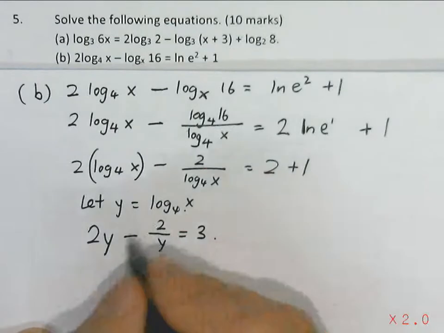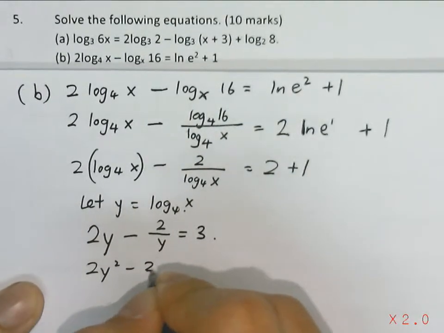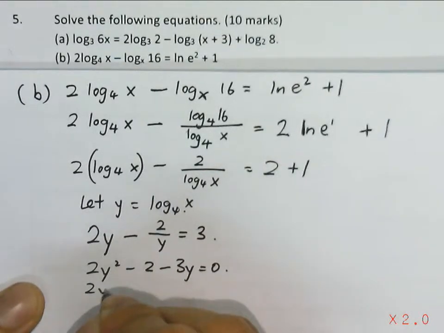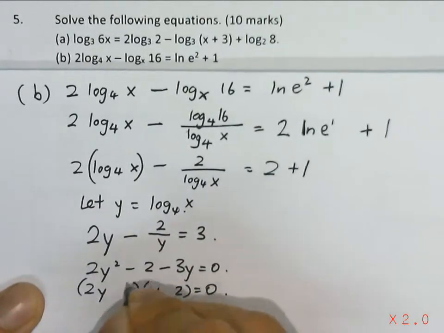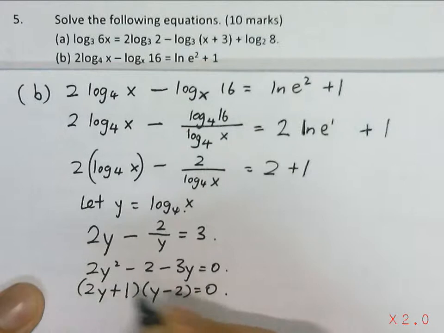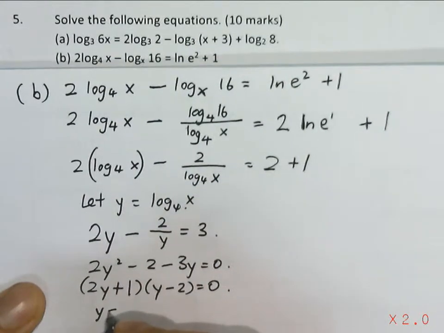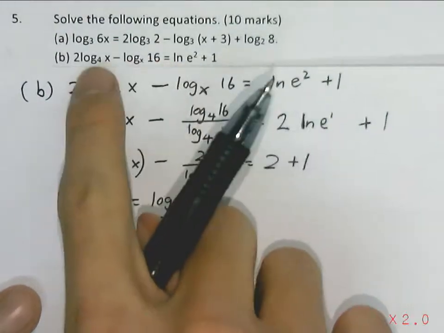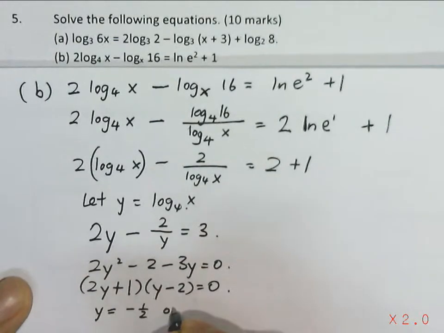So multiplying everywhere by y, bringing this over, so we get this equation. Solving y doesn't mean you solve x yet, because the original equation asks us to solve x. So after we solve y, we have to use the y values to solve x. So y will be minus half or 2.